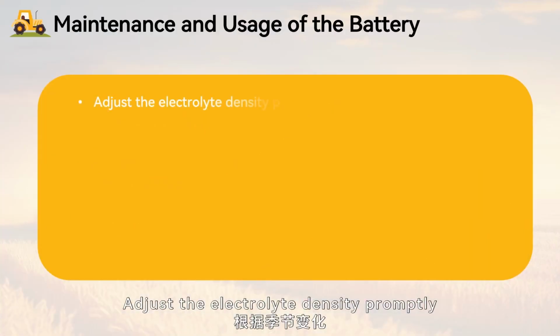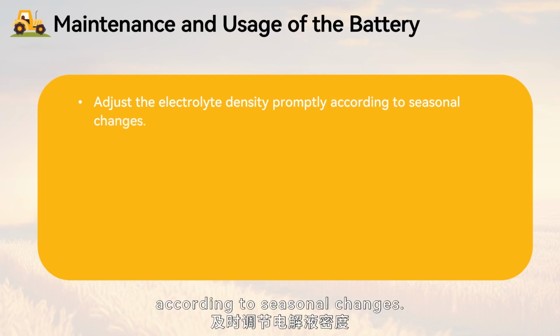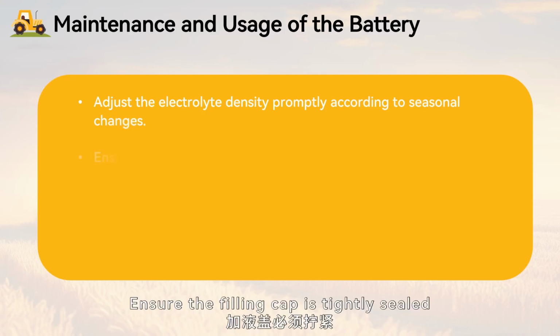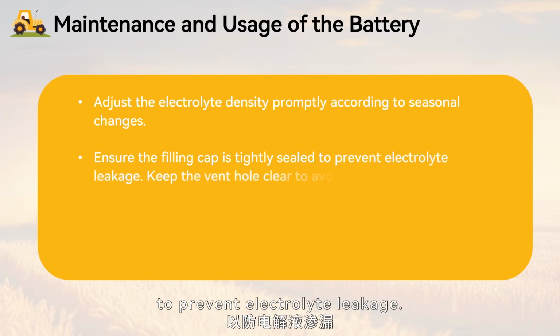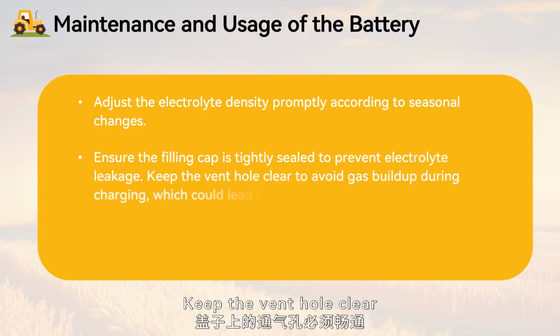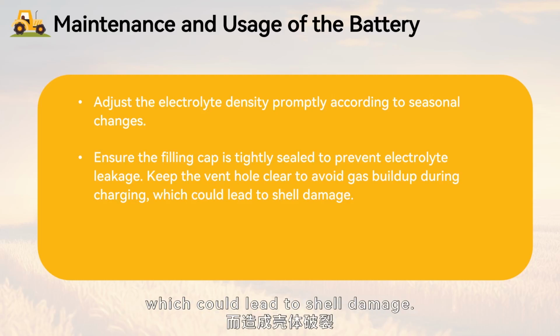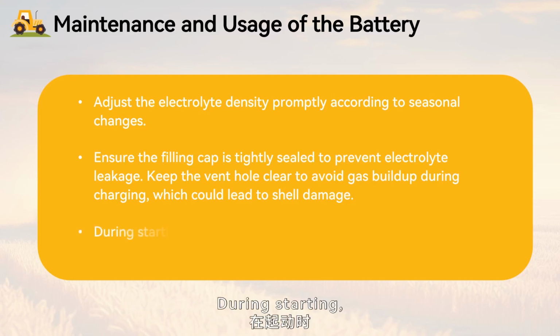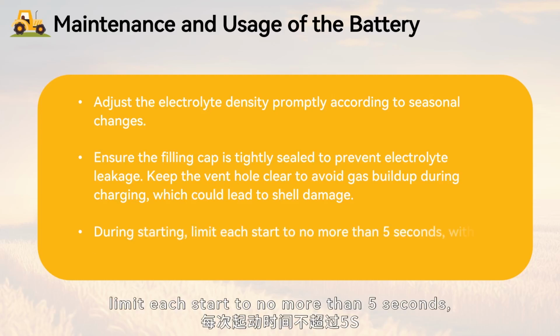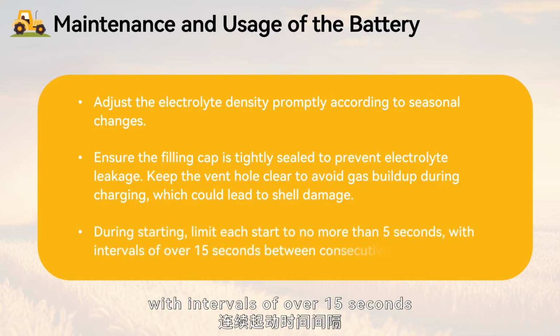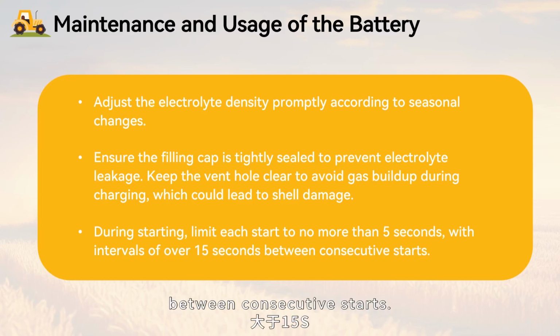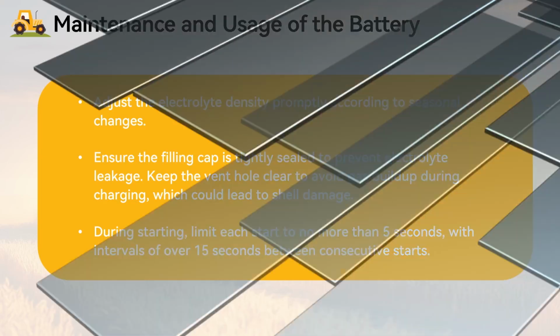Adjust the electrolyte density promptly according to seasonal changes. Ensure the filling cap is tightly sealed to prevent electrolyte leakage. Keep the vent hole clear to avoid gas buildup during charging, which could lead to shell damage. During starting, limit each start to no more than 5 seconds, with intervals of over 15 seconds between consecutive starts.